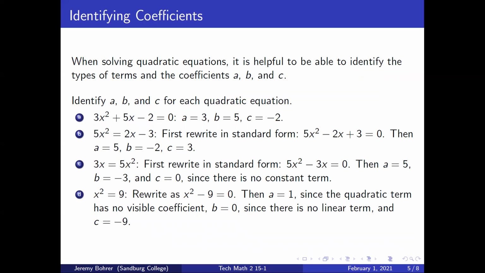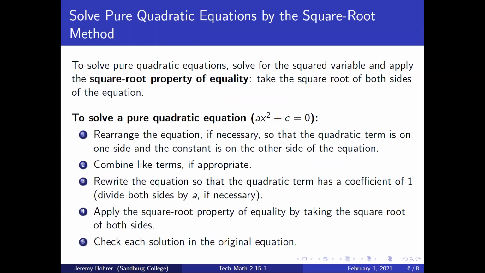X squared equals 9. Rewrite as x squared minus 9 equals 0. Then a equals 1, since the quadratic term has no visible coefficient. B equals 0, since there is no linear term. And c equals negative 9. To solve pure quadratic equations, solve for the squared variable and apply the square root property of equality. Take the square root of both sides of the equation.